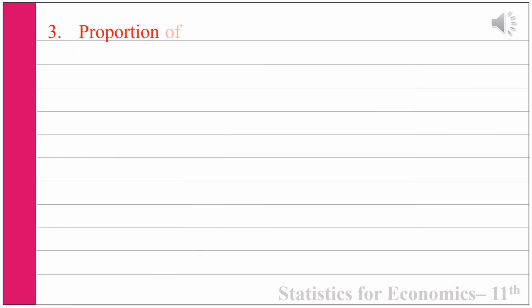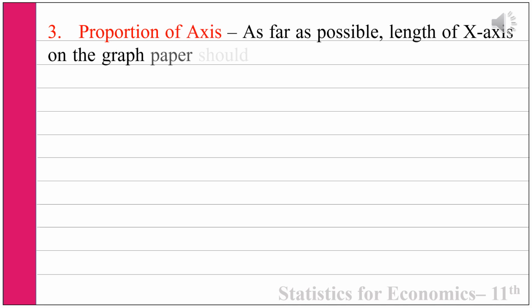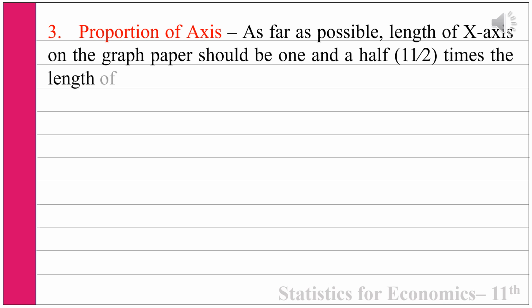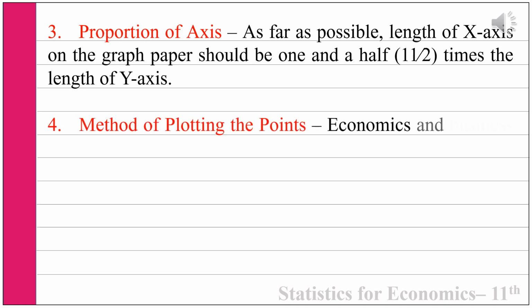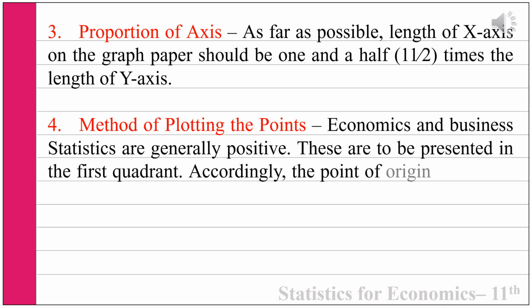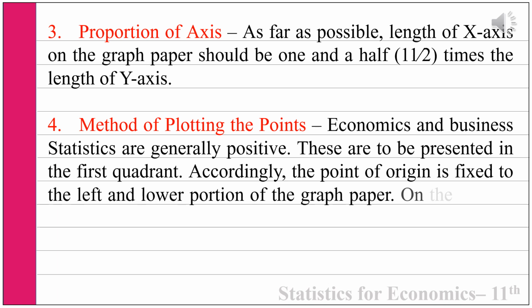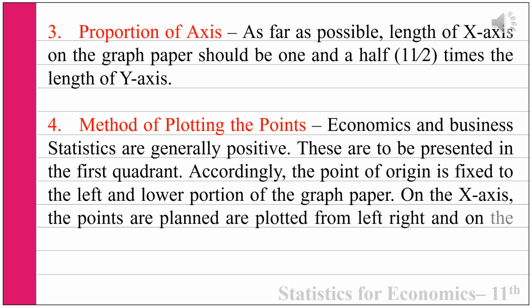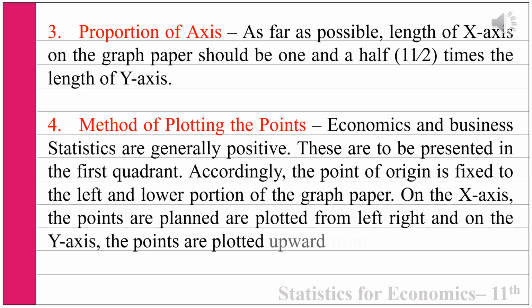3. Proportion of axis. As far as possible, the length of the x-axis on the graph paper should be 1.5 times the length of the y-axis. 4. Method of plotting the points. Economics and business statistics are generally positive. These are to be presented in the first quadrant. Accordingly, the point of origin is fixed to the left and lower portion of the graph paper. On the x-axis, the points are plotted from left to right, and on the y-axis, the points are plotted upward from bottom to top.